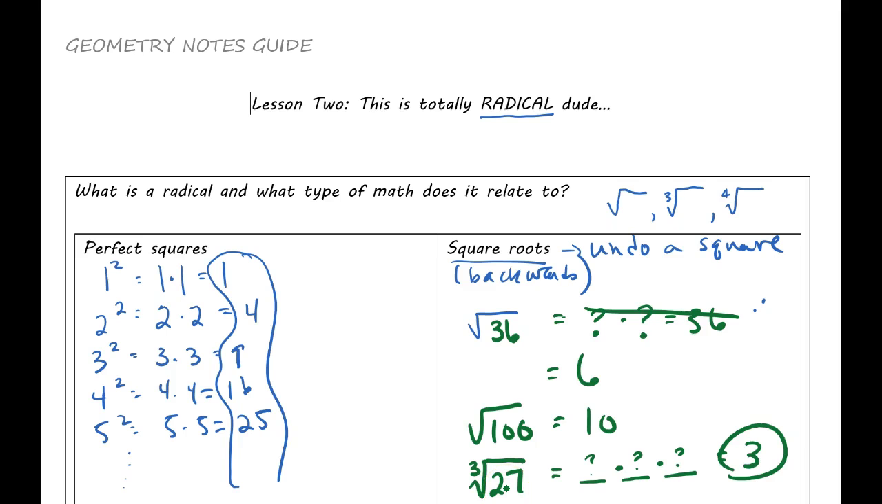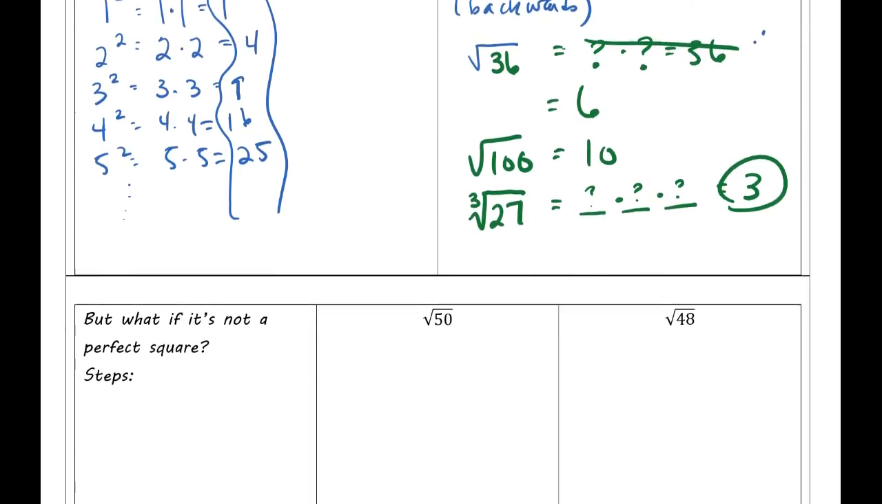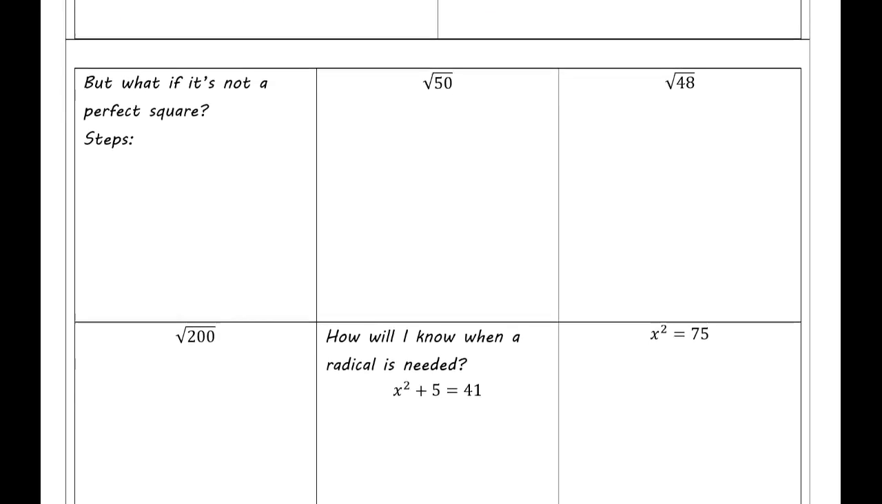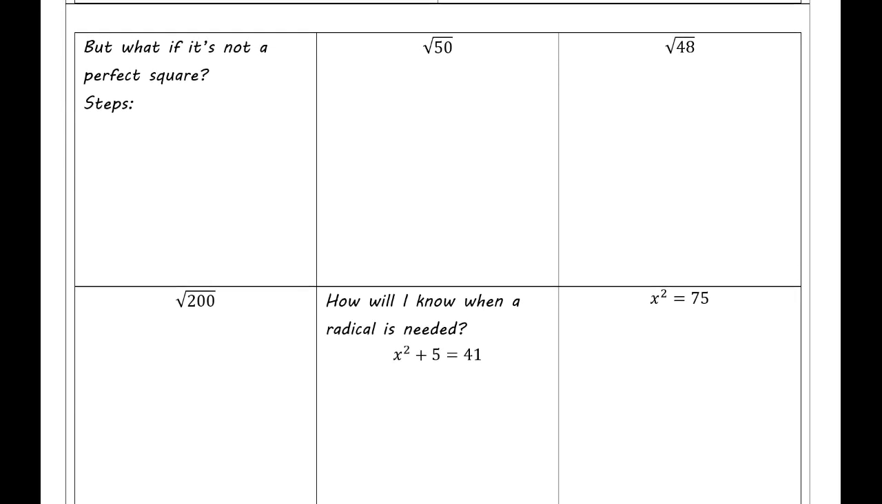Okay, so now what do we do if there's a number under there that is not a perfect square? Like in this one, the square root of 50, well, that's not 6 times 6 or 7 times 7 or 8 times 8. It's close to 7 times 7, but it's not exact. So what you're going to do, I've seen this taught many different ways. I'm going to show you what I really think is the best way to do it.